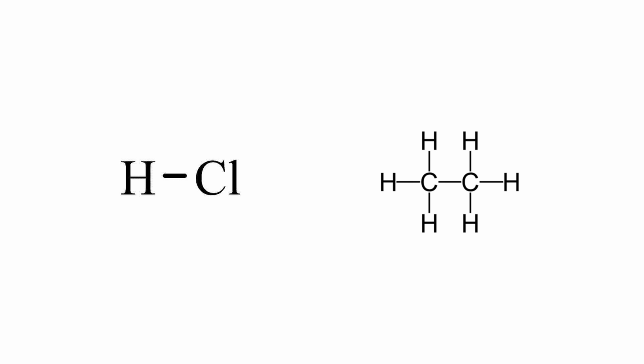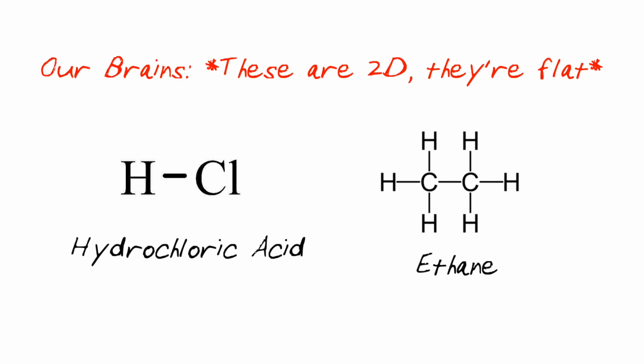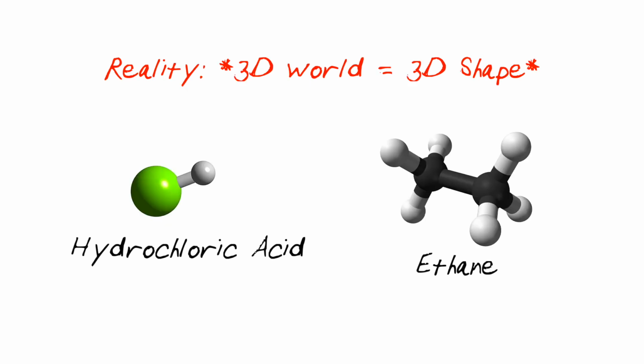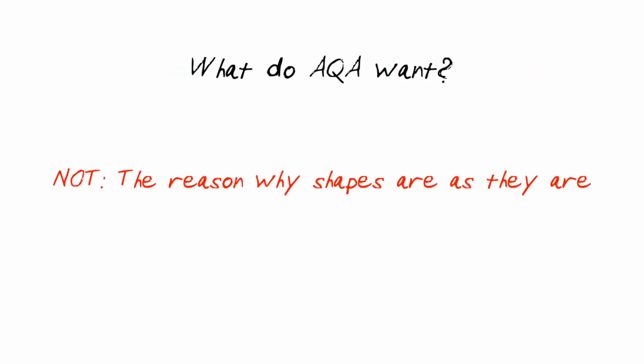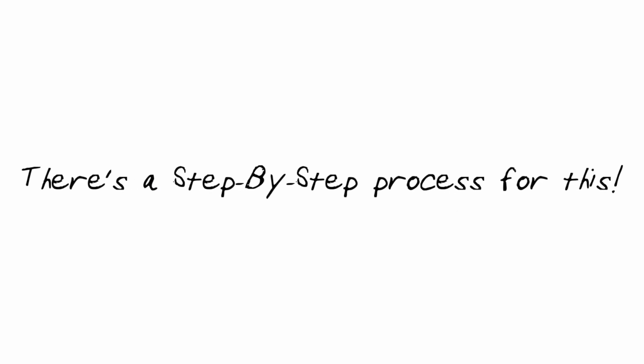It's very easy to imagine these molecules that we draw on a frequent basis, like ethane and hydrochloric acid, as two-dimensional shapes. But we live in a three-dimensional world, and therefore, these molecules exist in three dimensions as well. You'll never be asked to explain why a molecule is a certain shape. All you'll be expected to do is draw a shape of a molecule, whether that molecule be unknown or one that's very common to you, like ethane. And don't worry, there is a step-by-step process for this.